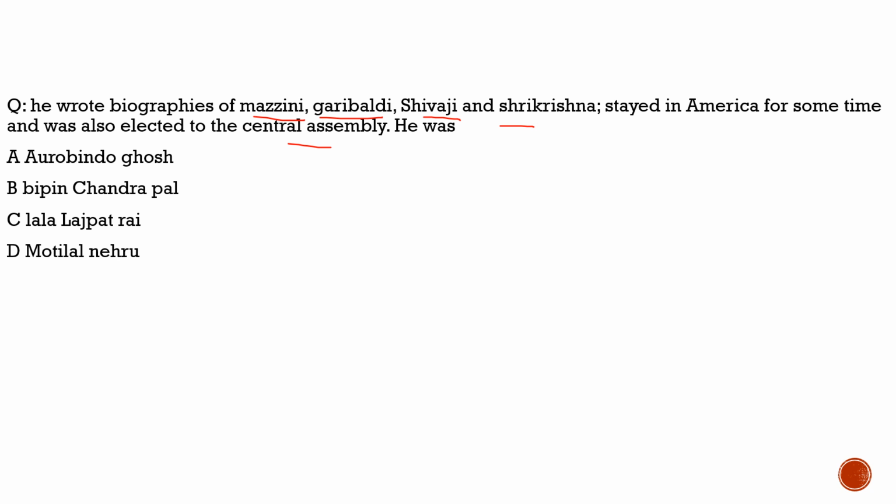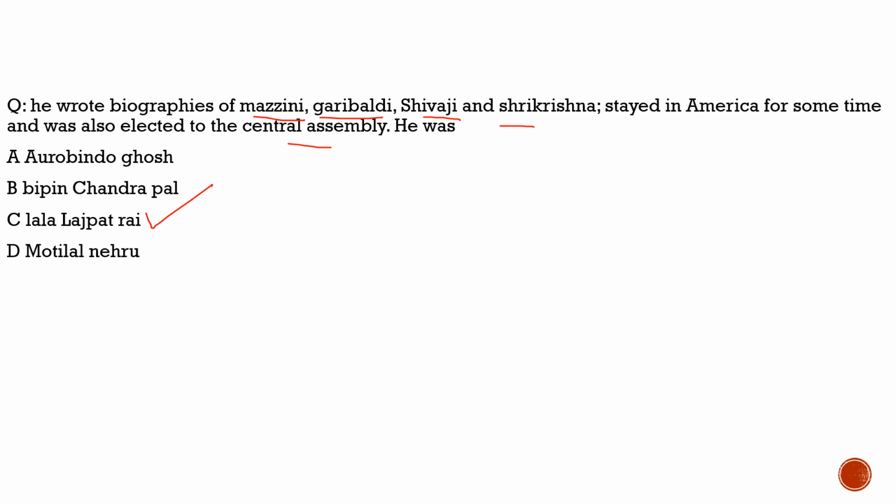Now coming to this question, what is the correct option? It is Lala Lajpat Rai, who is associated with the biographies of Mazzini, Garibaldi, Shivaji and Shri Krishna. Also, he stayed in the US for some time, and he was elected to the Central Assembly. So the correct option for this question is option C.